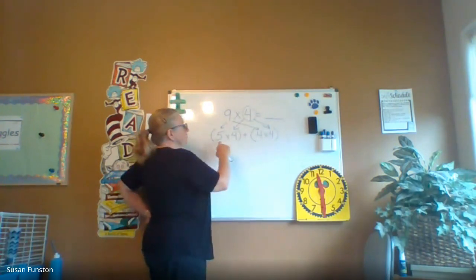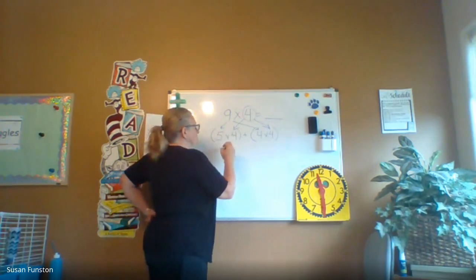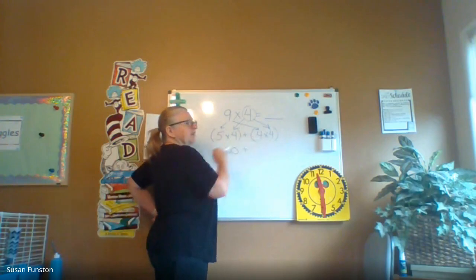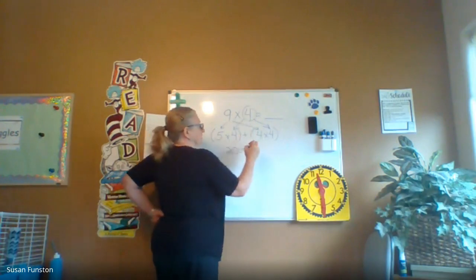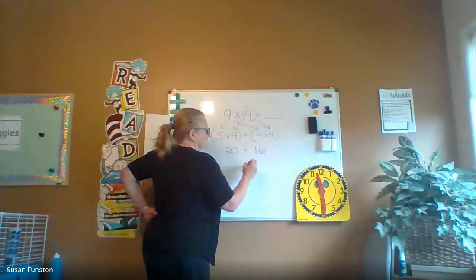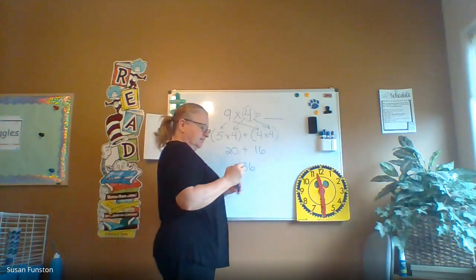So now let's do our math. 5 times 4: 5, 10, 15, 20. Plus 4 times 4: 4, 8, 12, 16. And I add those together and I get 36. So 9 times 4 is 36.